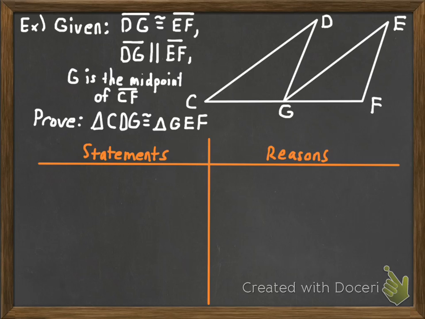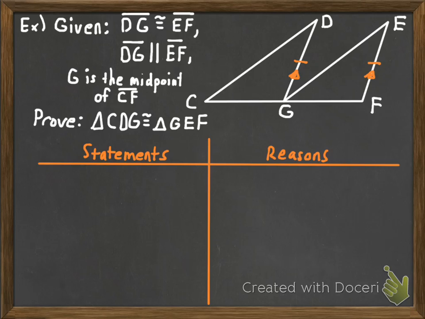Now you see there's 3 pieces of given information, and we're going to mark on the diagram what we can infer from each of these 3 given facts, and see if it allows us to conclude that these two triangles are congruent to one another. First of all, segment DG is congruent to segment EF. We can mark that straight away, like so. And it also tells us that those two segments are parallel to one another, so let's make that indication on the diagram as well.